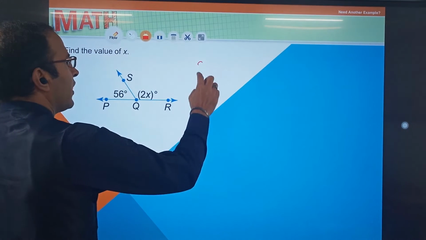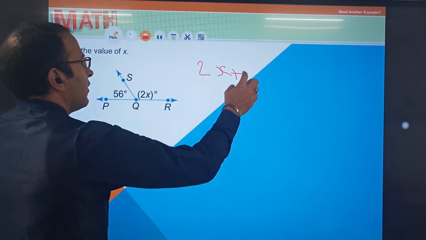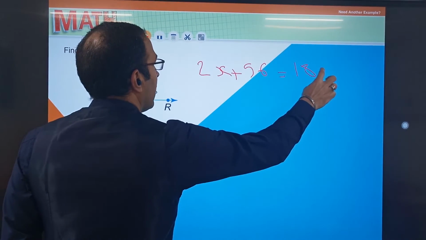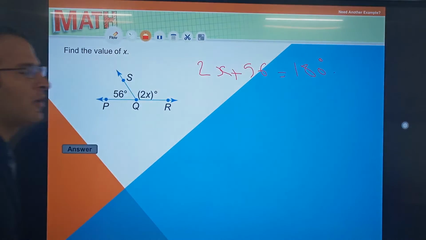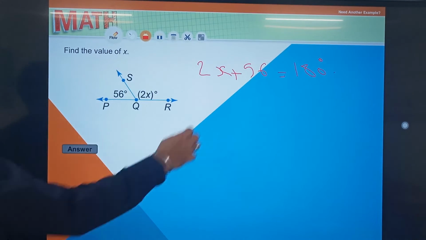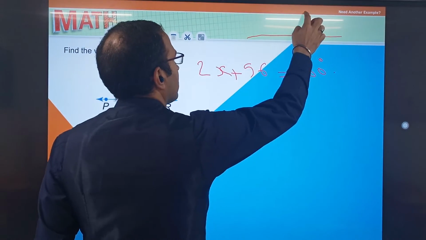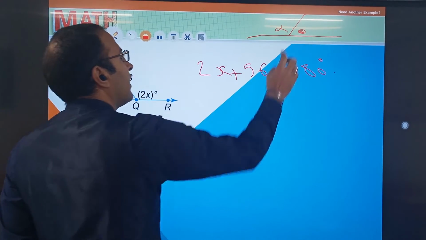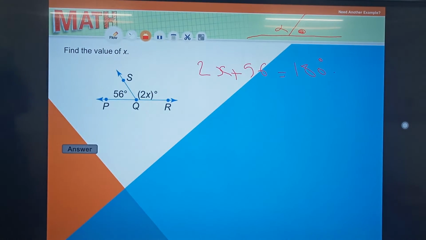We will make 2x plus 56 equal to 180. Why do I put here that it will be equal to 180? Because I told you that if you have a straight line intersecting with a ray, these two angles, the pair of angles here, their sum is equal to 180 because they are supplementary.